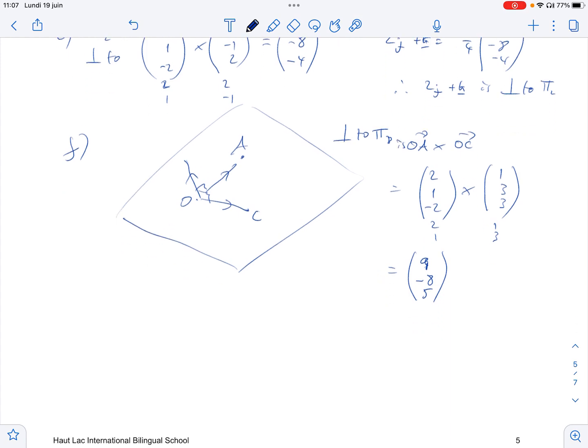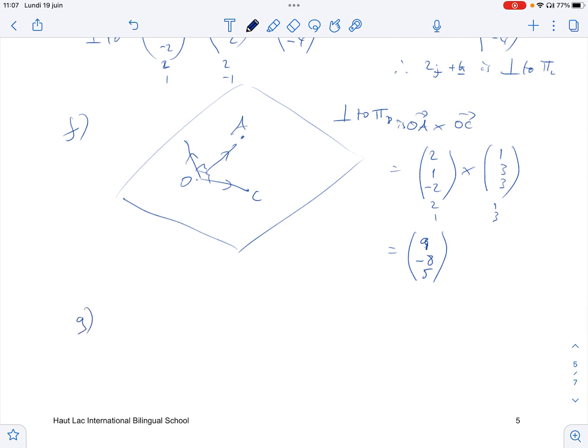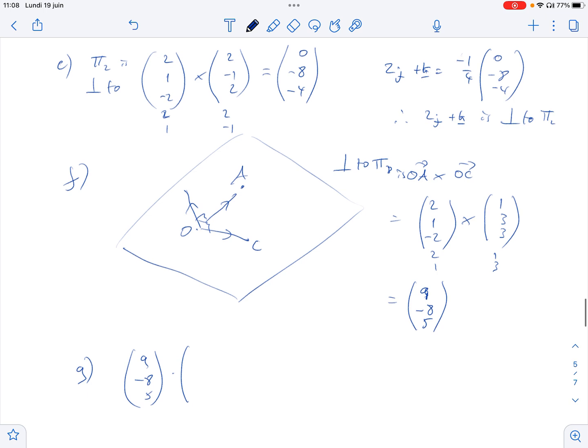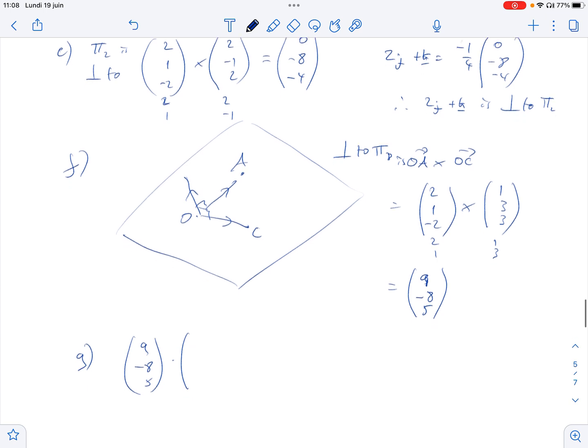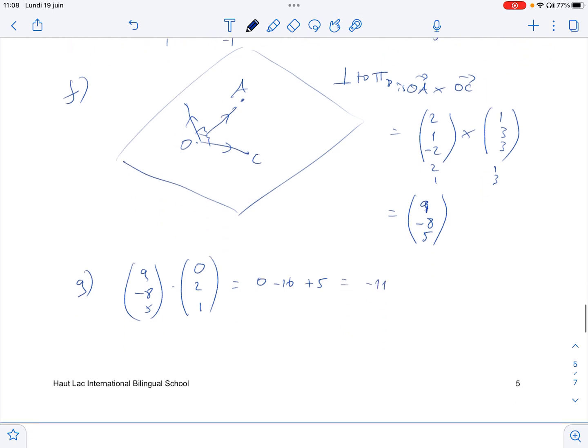Find the acute angle between planes pi 2 and pi 3. So to find the acute angle between those, we need to do 9, negative 8, 5 dotted with, I could do the cross product as well, but the dot product's a lot easier. So the perpendicular is 0, 2, 1. Because I can take this one as perpendicular, as long as we're perpendicular, it's okay. Equals 0, subtract 16 plus 5 equals negative 11.